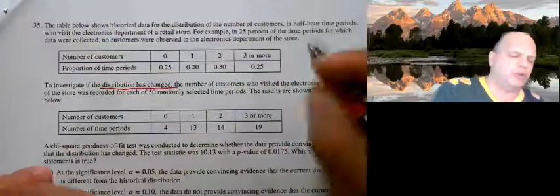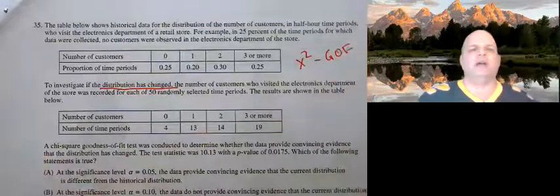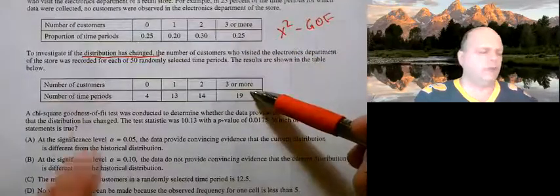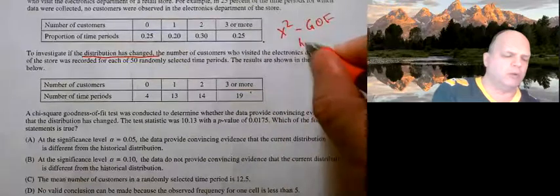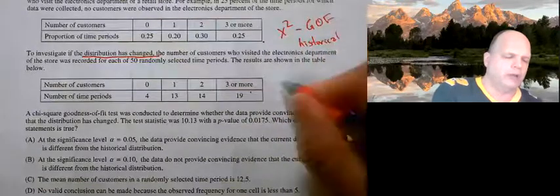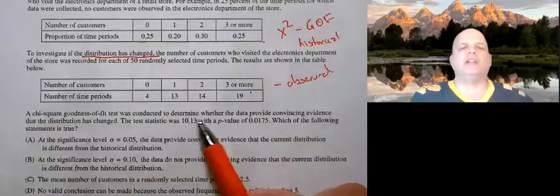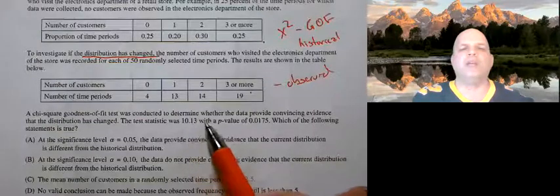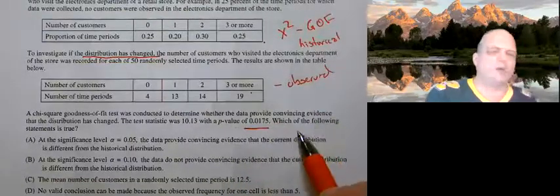If I'm comparing distributions, this is going to be a chi-squared and probably a goodness of fit. All right. So we have an old distribution and we have this new distribution. This is what we observed. This was historical. This is what was observed. So a chi-square goodness of fit test was conducted to determine whether the data provided convincing evidence that the distribution has changed. The test statistic was 10.13 with a p-value of 0.0175. Which of the following statements is true?